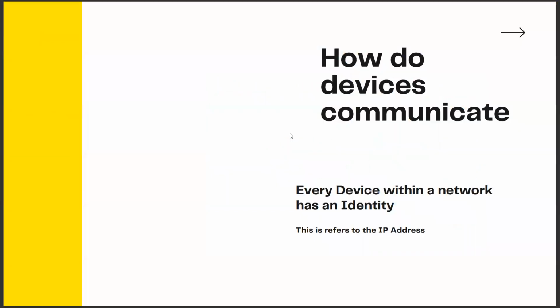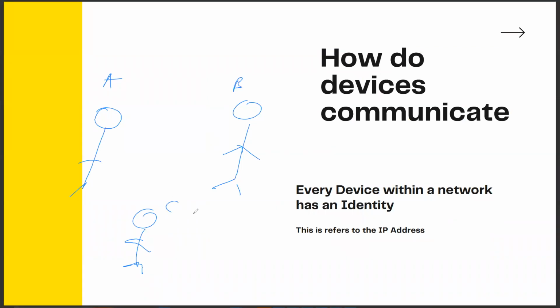Now, the question will be, how do devices communicate? As I mentioned earlier on, in order for devices to communicate, they need some form of an identity. So every device within a network has an identity. Assuming we have no knowledge about networking, but we know about communication, we're talking about a group of people, so maybe three friends. This guy is called A, this guy is called B, and this guy is called C.